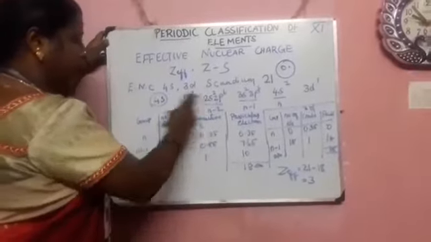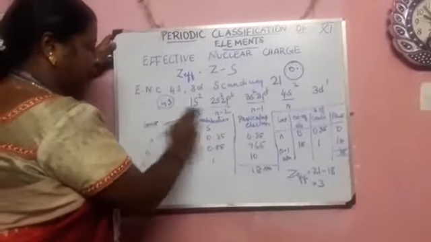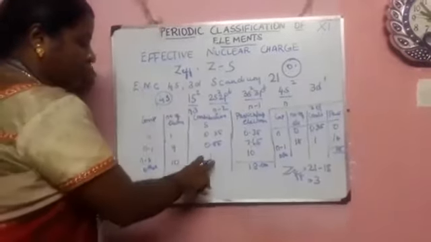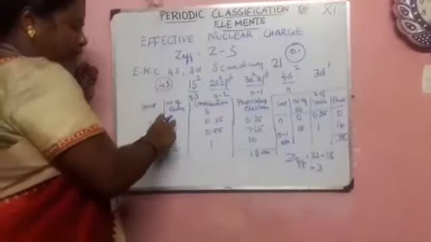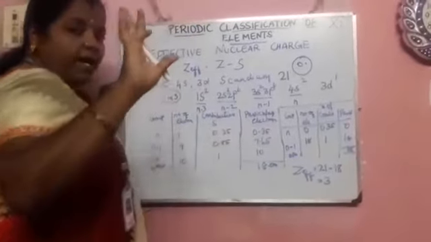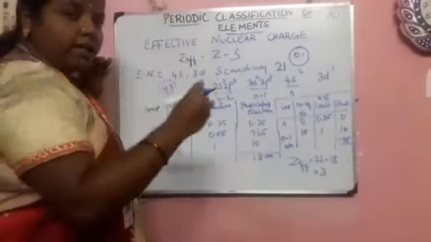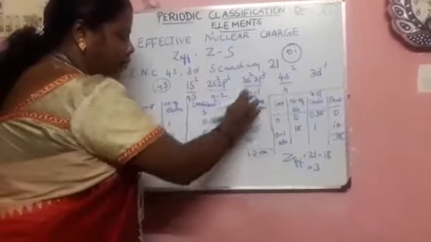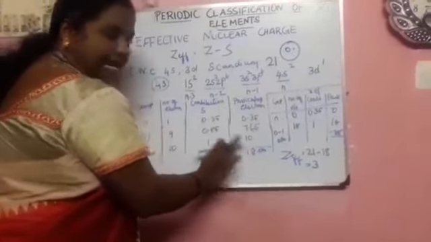For n minus 2 and n minus 3, it should be 10, and the constant value is 1. Whatever the group is, it should have the same constant value. We have to multiply and put it. Summing the total, we get 18.